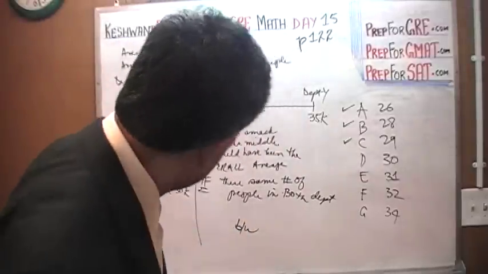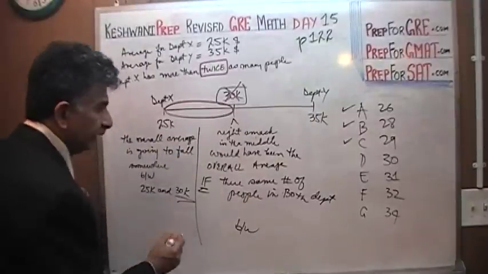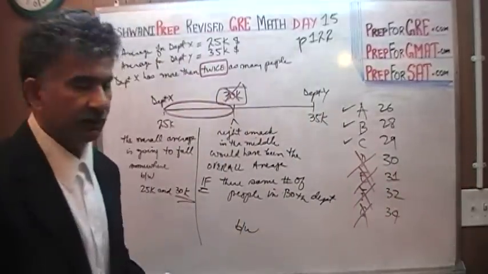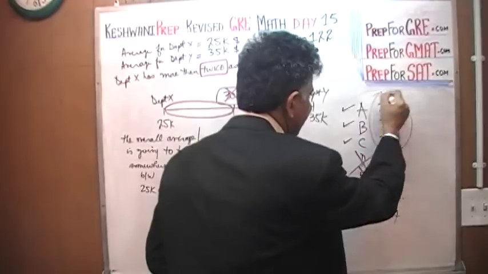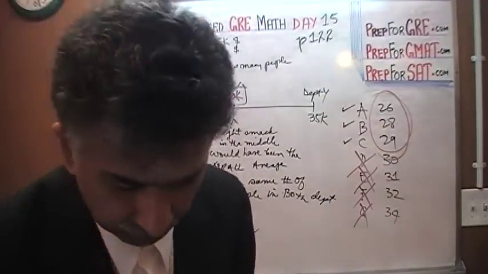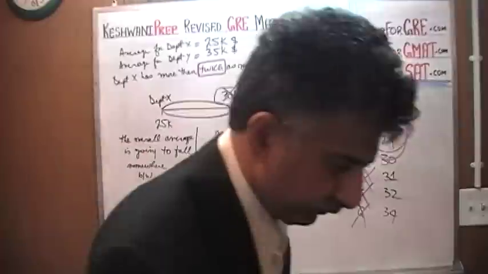So the average cannot be above 30, which means D is gone, E is gone, F is gone, G is gone. So far, we have narrowed down the answer choices to these 3. The contest is between these 3. Now I'm going to do the second half of the problem, where things are going to get nitty-gritty. So pay attention.